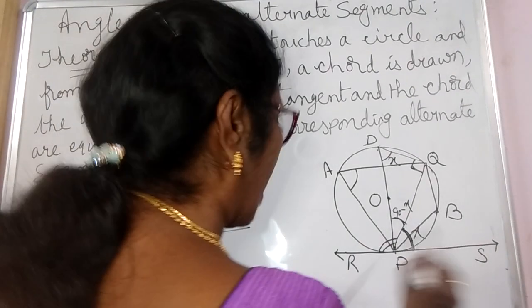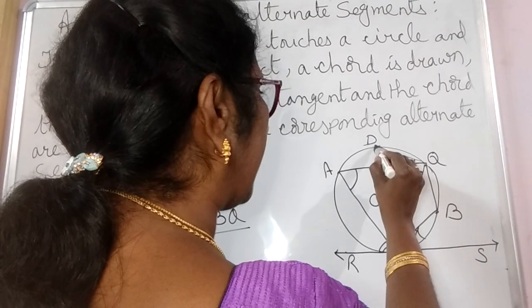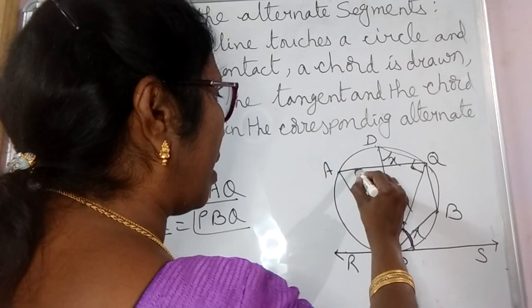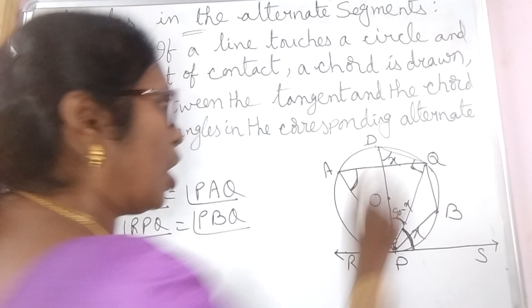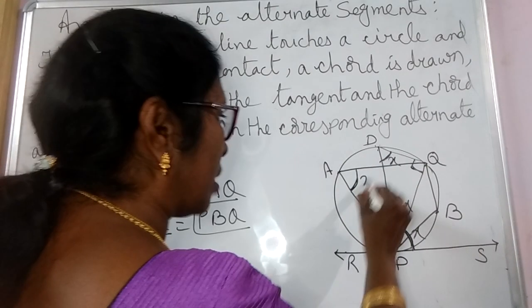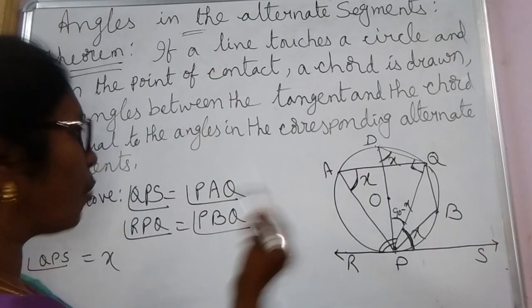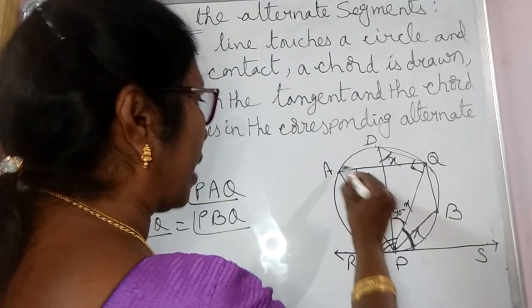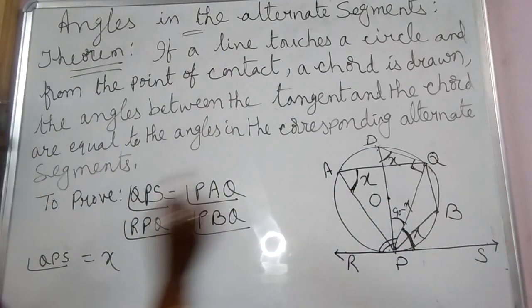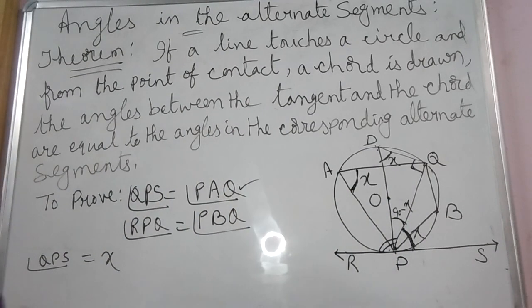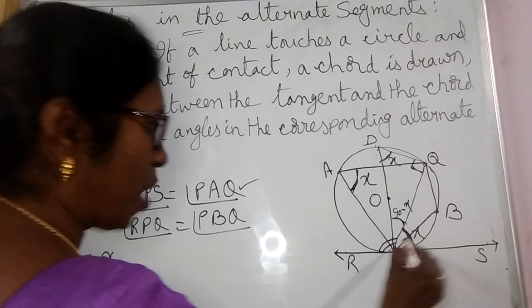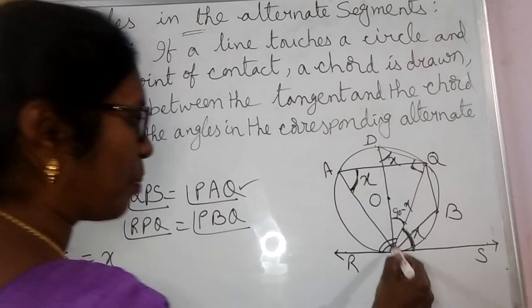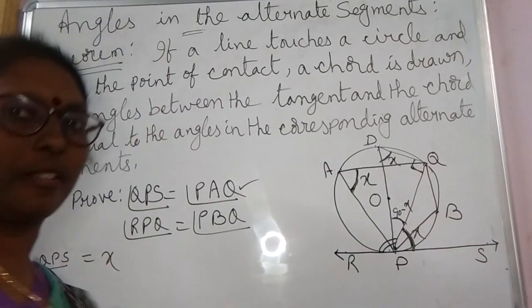Now you see angle PDQ and angle PAQ are the angles in the same segment. So if this is X, this one is also X. Now you see we got it. Angle QPS is X degrees. Angle PAQ is also X degrees. That is what is our first one. The angle between the chord and the tangent is X here. The angle in the alternate segment is angle PAQ, X.